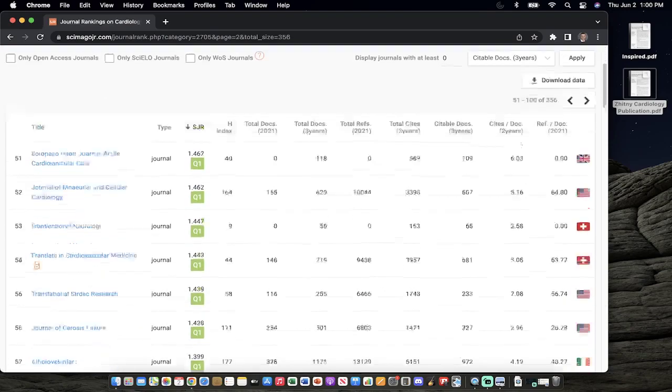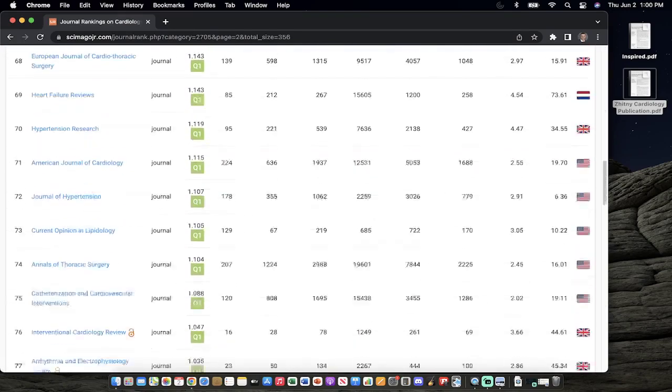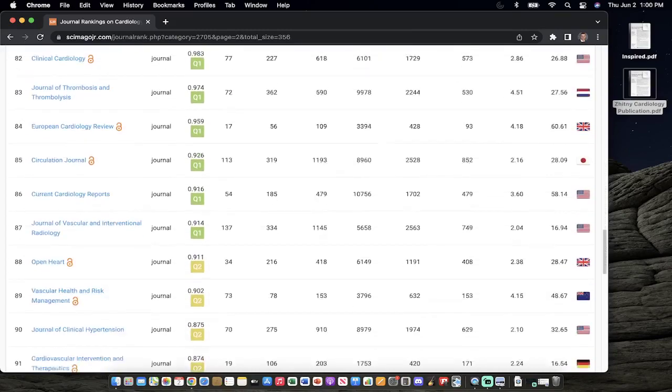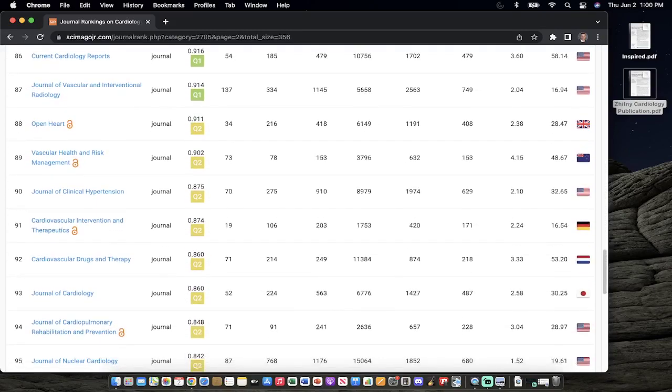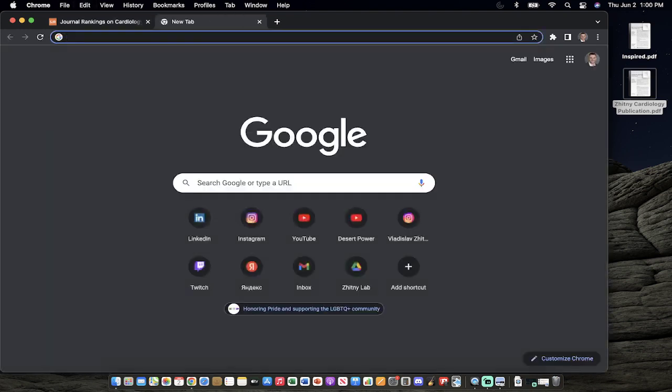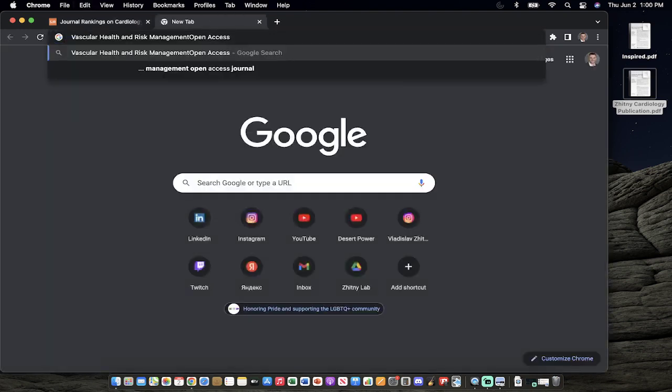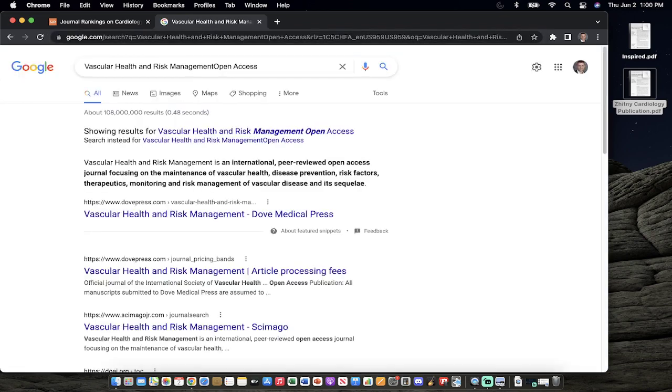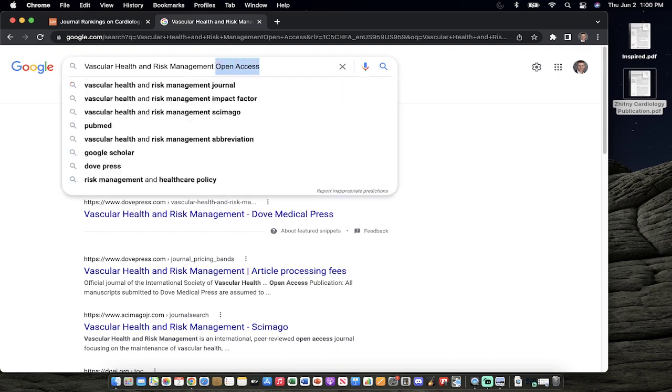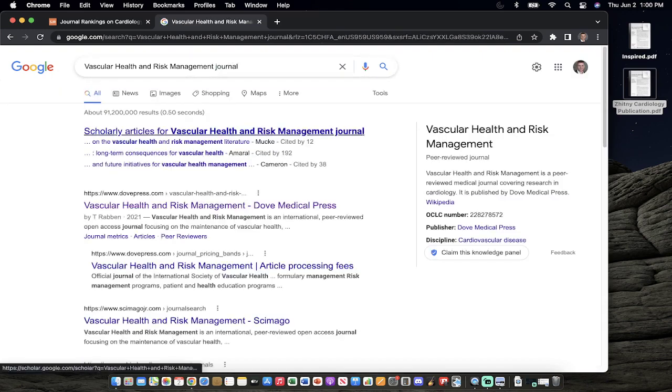Essentially, going through all of these, you will see that there are just so many of them, and they have ratings for different types of fields. In this instance, as a medical student, in order to get a free PDF, you can select a journal, type it or copy and paste it, and go to it. So Vascular Health and Risk Management is one of the journals. In this instance, you go to the publisher's website.